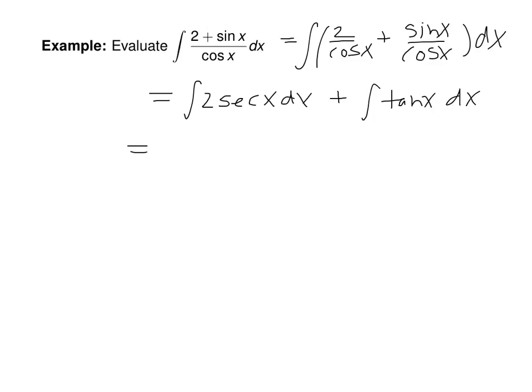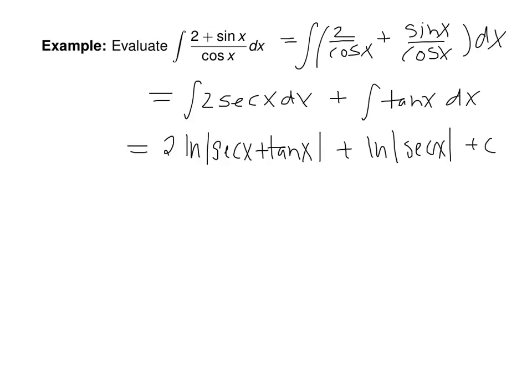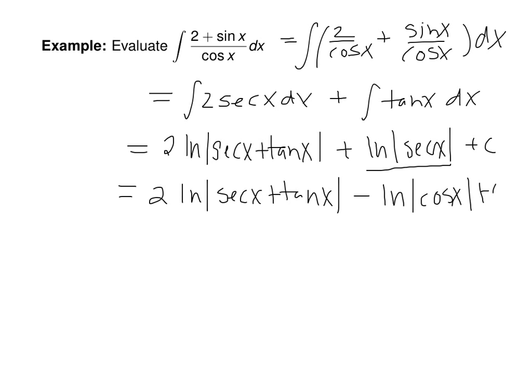And the formulas for these are: the integral of secant is ln absolute value of secant x plus tan x plus c, and the antiderivative of tangent is ln absolute value of secant x plus c. Or the antiderivative of tangent is also equivalent to negative ln of cosine x. You also could have said minus ln absolute value cosine x plus c. The reason that is true is this, negative ln absolute value of cosine x.